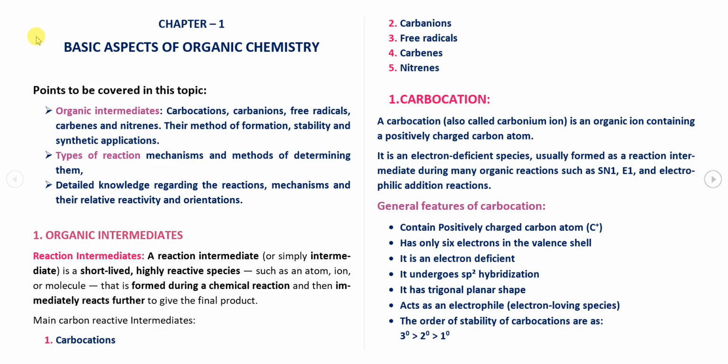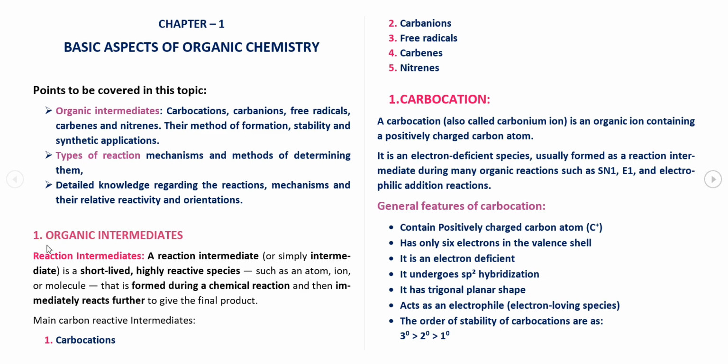In this video, we are going to learn the first chapter of Advanced Organic Chemistry. The first chapter is basic aspects of organic chemistry. The points to be covered in this topic are organic intermediates, in that carbocations, carbanions, free radicals, carbenes and nitrenes, their methods of formation, their stability and synthetic applications. Second, types of reaction mechanisms and their methods of determining. Then detailed knowledge regarding the reactions, mechanisms and their relative reactivity and orientations.